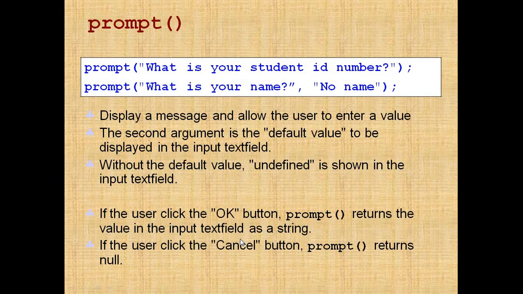Prompt will display a message and allow the user to enter a value. The second argument is the default value to be displayed in the input text field. Without using the default value, undefined is shown in the input text field. If the user clicks the OK button, it returns the value in the input text field as a string, and if the user clicks the Cancel button, it returns null. Null means blank.